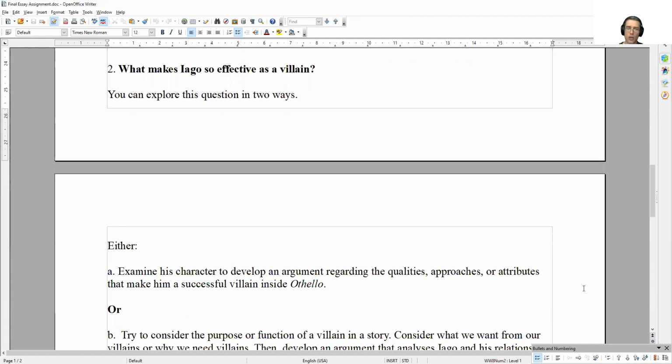Now, you can examine this question 2 ways. Either you can examine his character to develop an argument regarding the qualities, approaches, or attributes that make him a successful villain inside Othello. So you can look at the play, analyze the techniques that he uses, explore how he uses these techniques, and what makes him so effective as this destructive force in the play. And if you take that approach, you have to be careful that you are not just summarizing what happens in the play. You have to provide examples of the specific techniques that he uses or those things about his character that make him effective or allow him to affect his plans.